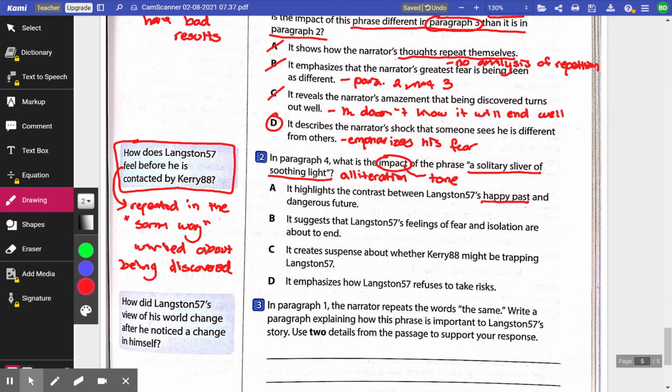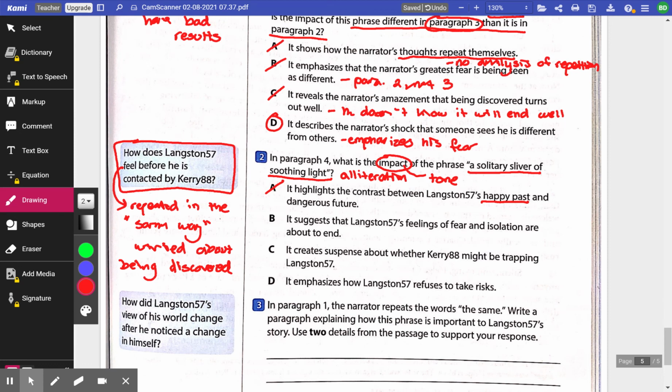So his past doesn't seem very happy. It doesn't seem like a good past. So this one is incorrect, because his past is not a very happy past, right? We know because of that phrase, happy past, answer choice A is not what we're looking for. So let's look at answer choice B.